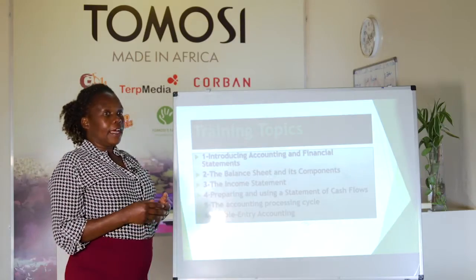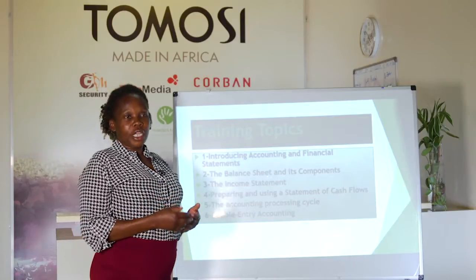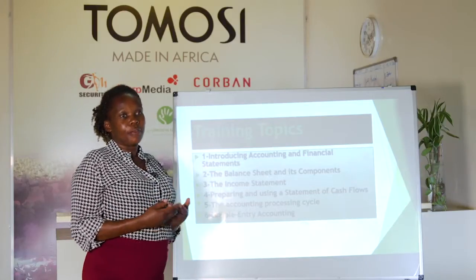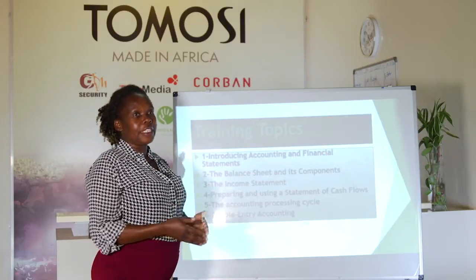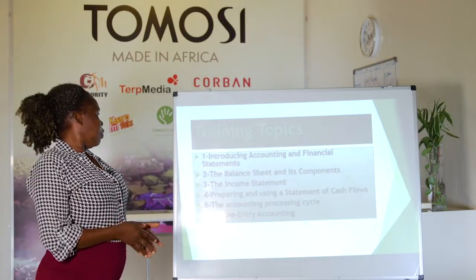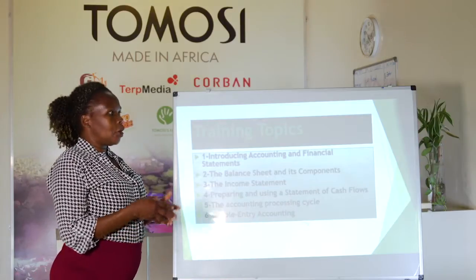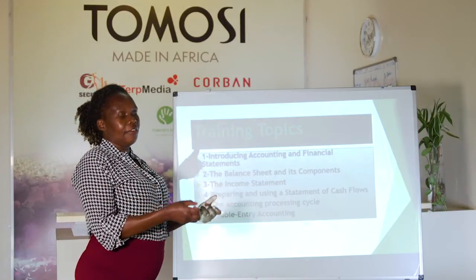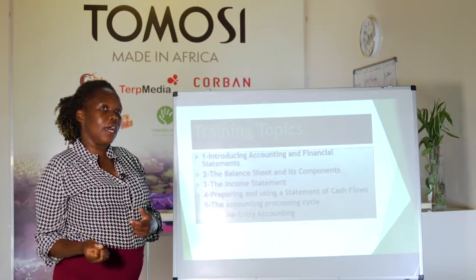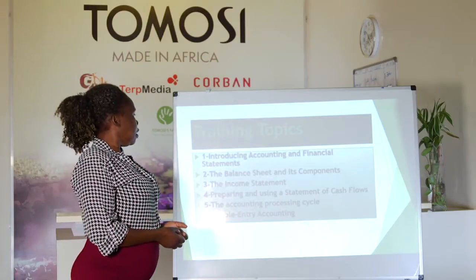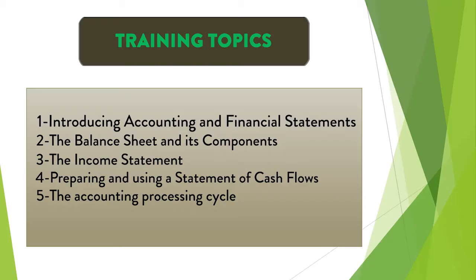Just like any other activities we carry out, even accounting has a process, has a cycle. It has where it starts and where it ends. We shall look at that. And what does it take? What does it have? What phases or what steps does it take? And what does it involve in the process or in this cycle? The double entry accounting. We used to say, for every debit, there must be a credit.